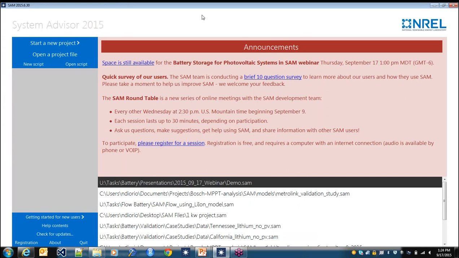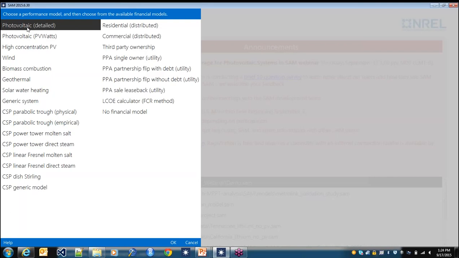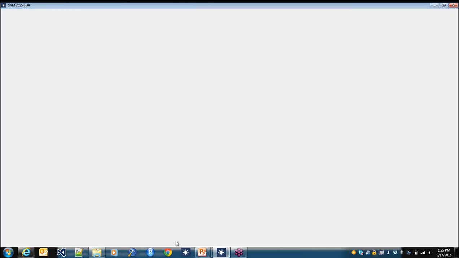So with this, let's go ahead and create a new case. I have the current released version of SAM, version 2015.6.30. So you open up SAM, you'll see this page here. Click Start a New Project, and then right on top here we have the photovoltaic detailed model. I'll click that, and then this brings up the list of all of our various financial models. We're interested in a commercial system, so I'll click Commercial and click OK.